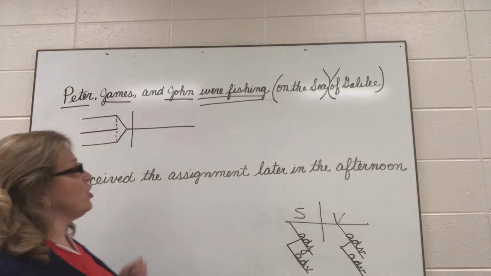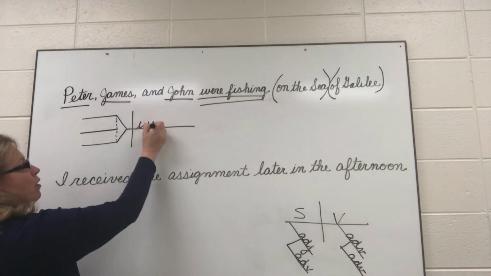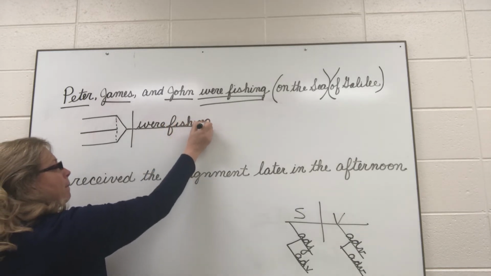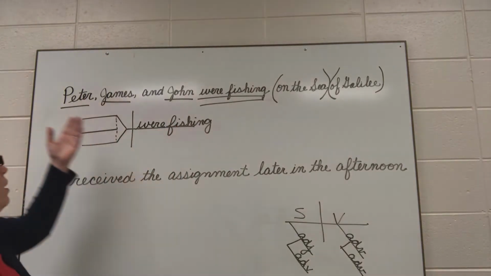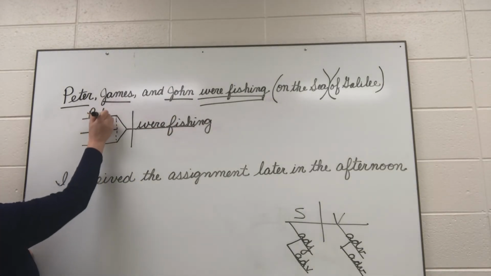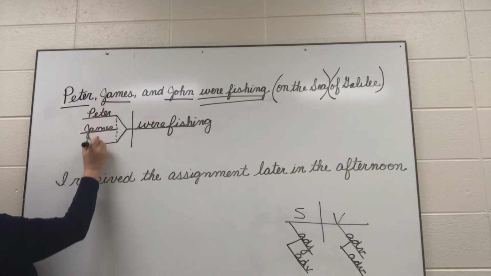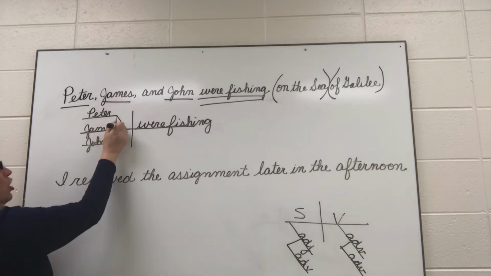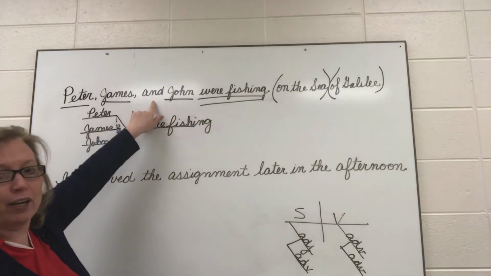Okay, so our first question is, what is the verb? We said our verb is were fishing. So let's write were fishing. Then I ask you, who or what were fishing? Well, the names, Peter, James, and John, are our subjects. So we put Peter, James, John. Of course, on the dotted line should be our conjunction. Conjunctions connect things. In this case, the conjunction is the word and.